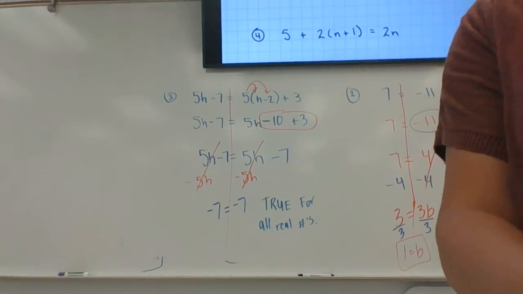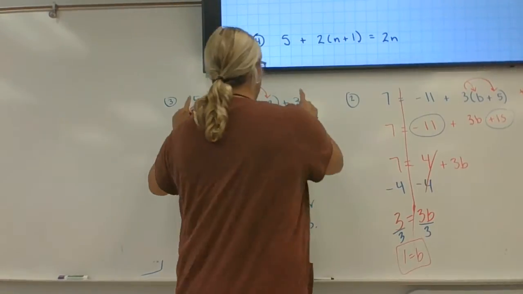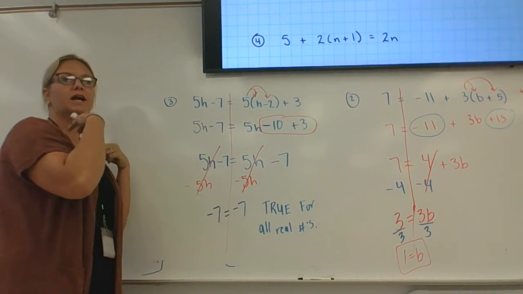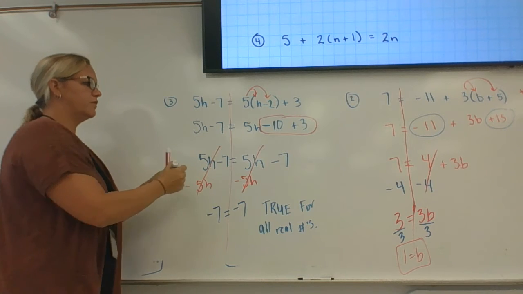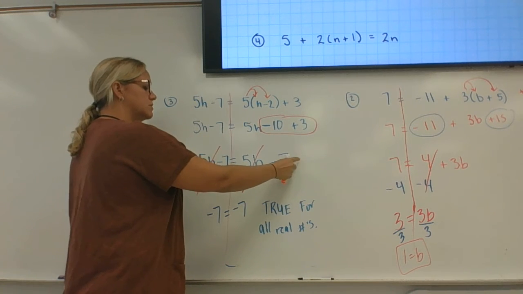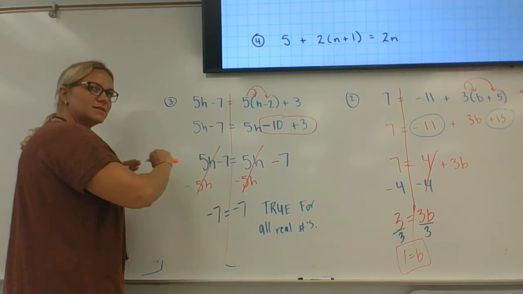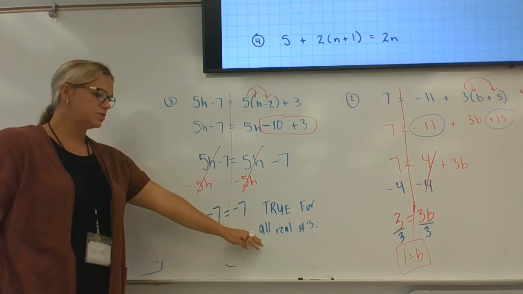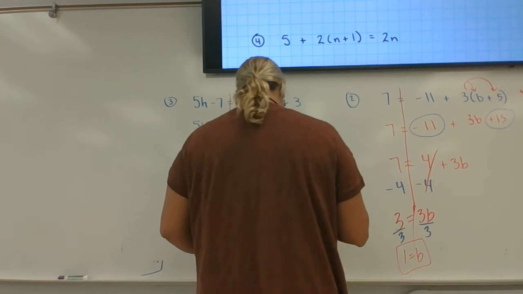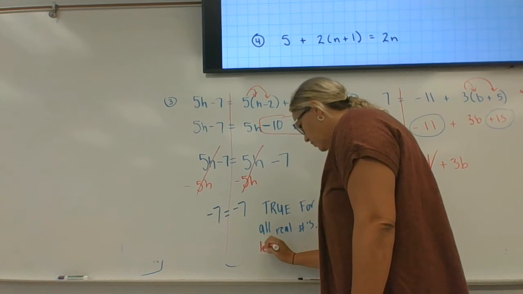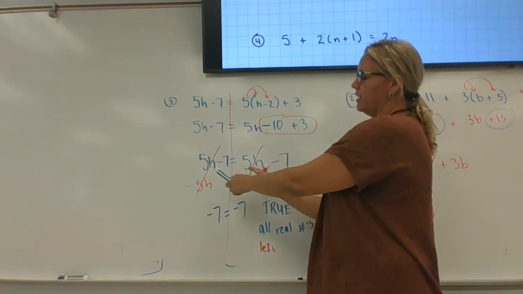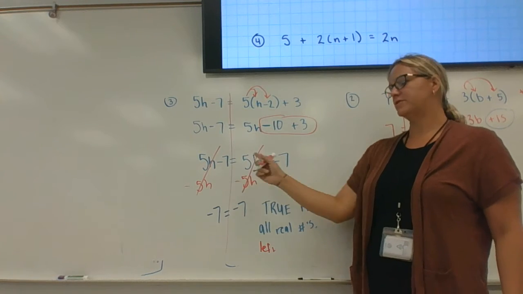So if you get to a point, and if you follow the steps like I've been saying to do them, you'll find the point pretty quickly. If you get to a point where the left exactly matches the right, the signs are exactly the same, that's true for all real numbers. What that means is, like right here, if h is 1, both sides are the same.